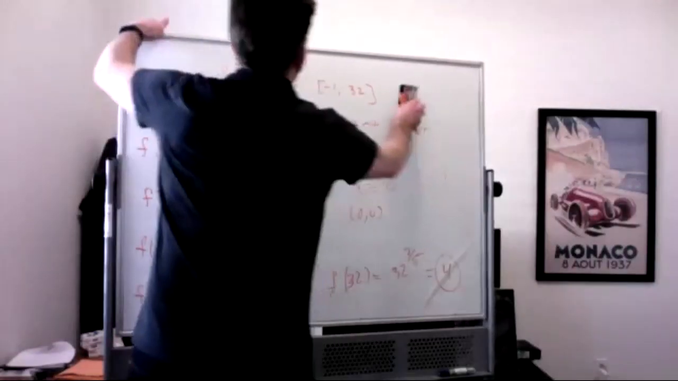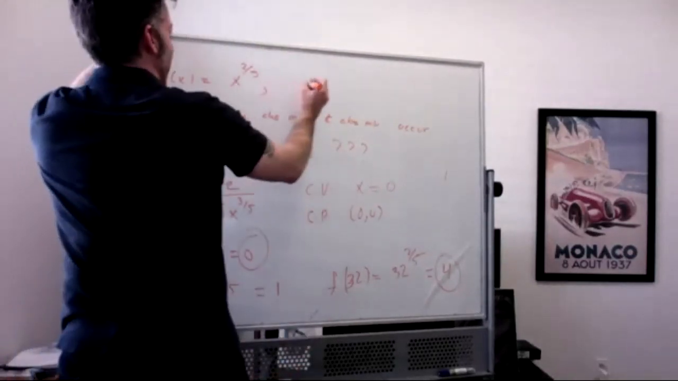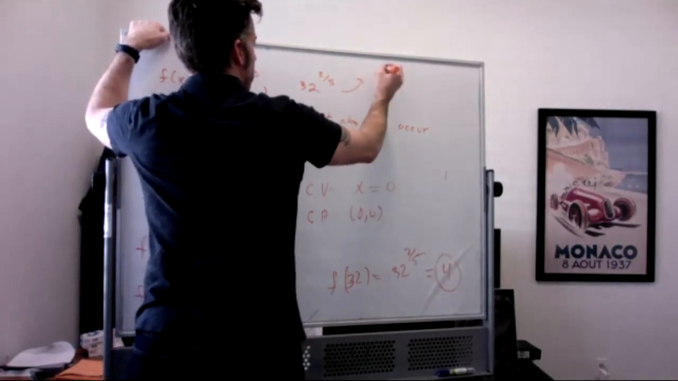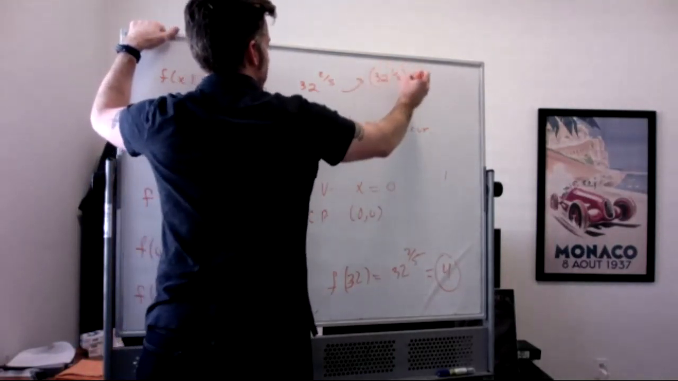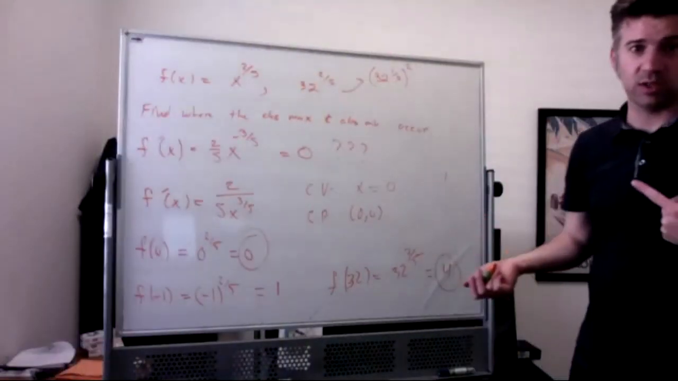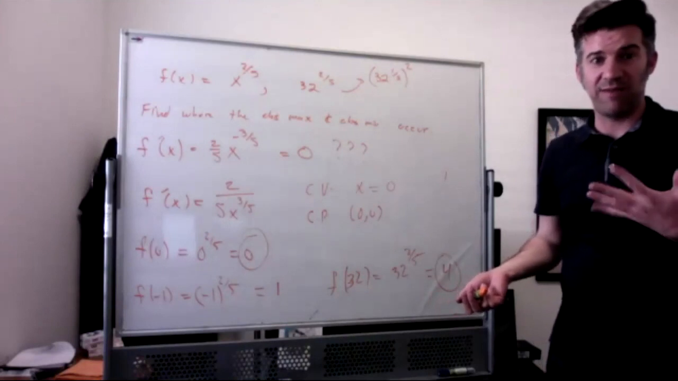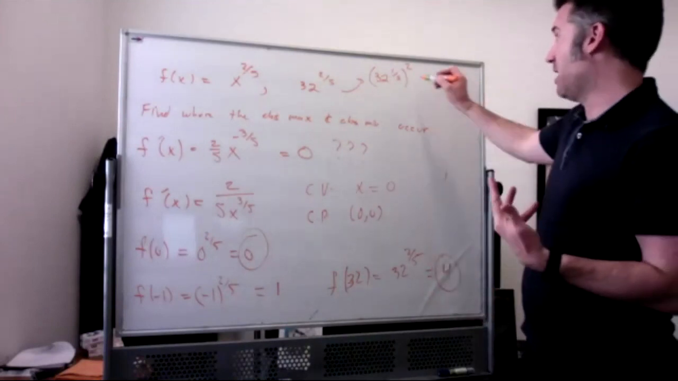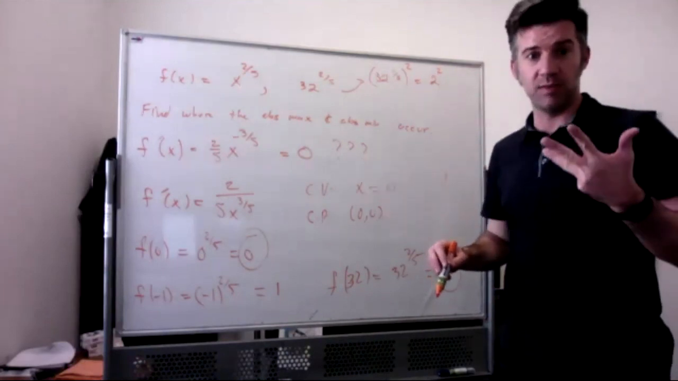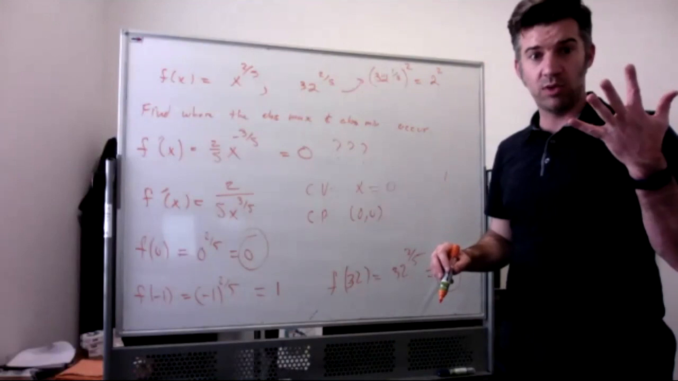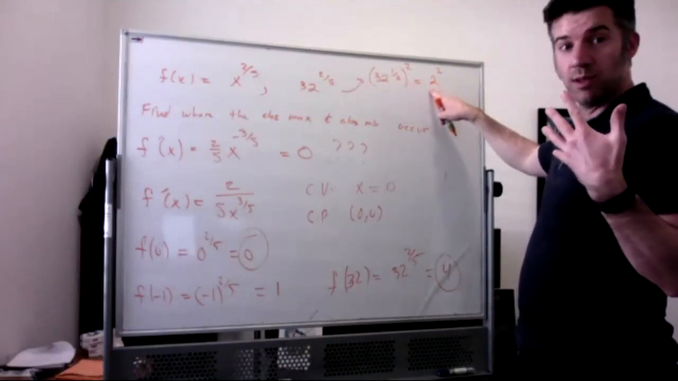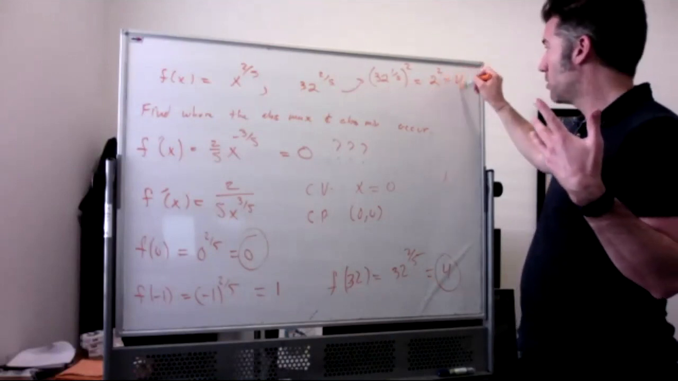Sure. So 32 to the 2/5, the way I think about it is you do 32 to the 1/5 squared. And 32 to the 1/5 is asking the question, what number do you multiply by itself 5 times to get 32? And the answer to that question is 2. 2 times 2 is 4, times 2 is 8, times 2 is 16, times 2 is 32. So 2 to the 5th is 32. So 32 to the 1/5 is 2. And then 2 squared is 4.